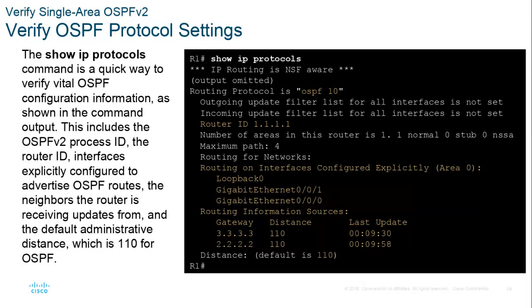So, okay, in this slide, we have show IP protocols, and we quickly want to see what routing protocols are running on this router. Well, OSPF, process number 10, could be any number. I like to use one. It shows us the router ID for this particular router. It shows us that on this router, we have told these ports, the two gigabit ports and the loopback port, to participate in the area zero routing for OSPF. And then we see our other routers that are present that we're adjacent with.